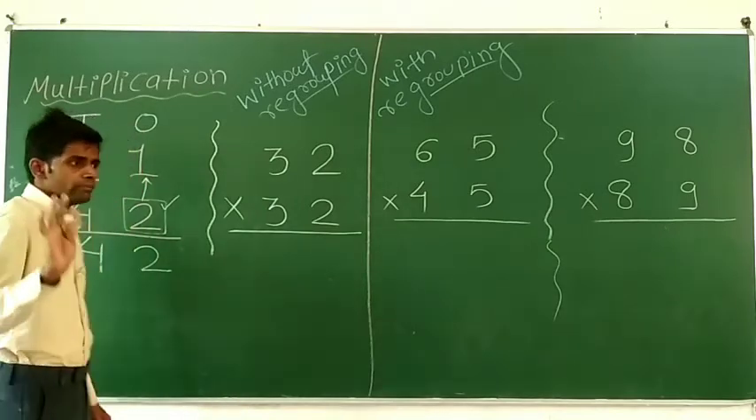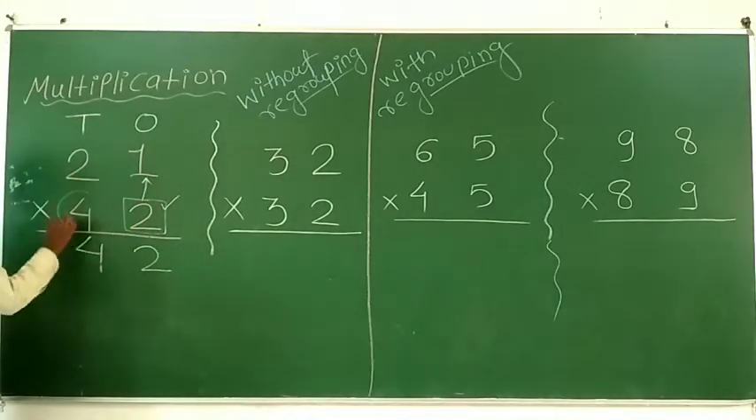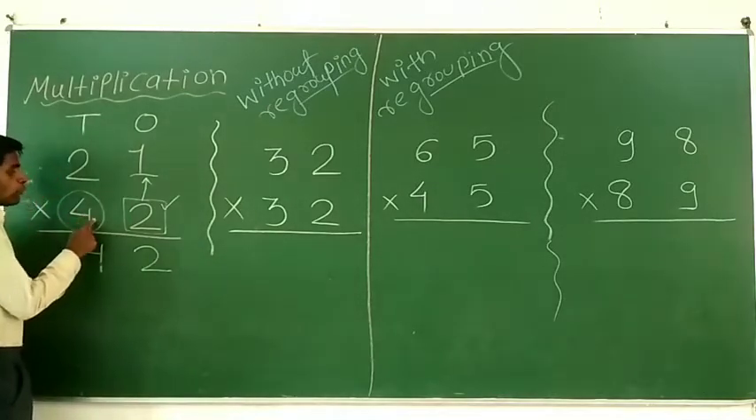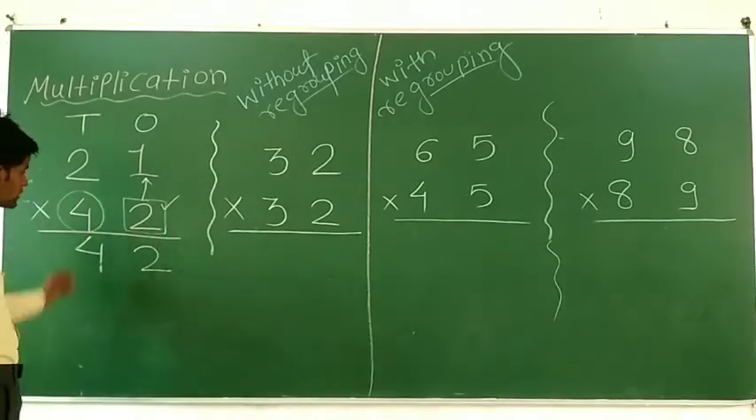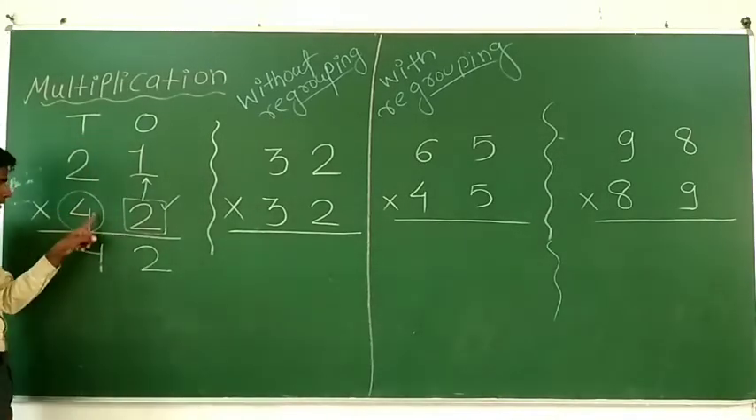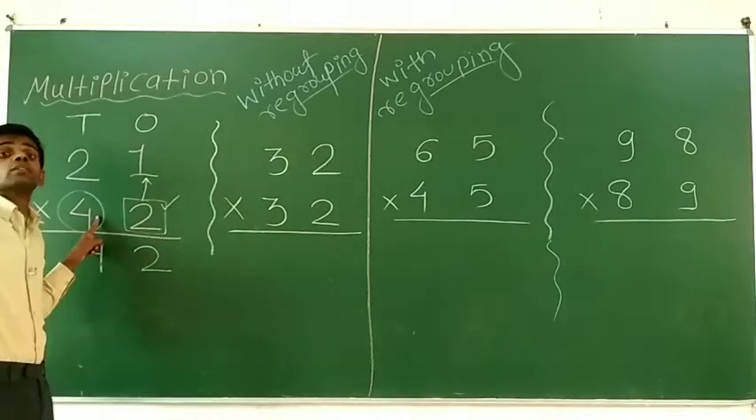Now we will multiply by another digit, which is 4. But listen everyone, this 4 is not 4 ones, this 4 is 4 tens, which means the place value of this 4 is 40.